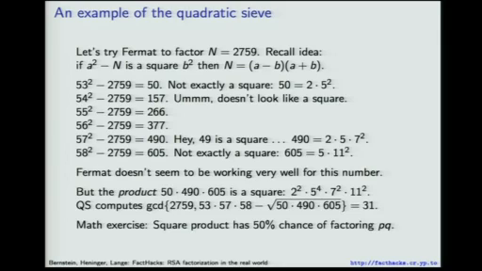Here's what the quadratic sieve does. From the same computation, you look at these numbers that were not exactly squares, 50 and 490 and 605, and you notice if you multiply them together, 50 was 2 times 5 squared, 490 is 2 times 5 times 7 squared, 605 is 5 times 11 squared, and then you multiply those together, you get 2 squared and 5 to the 4th and 7 squared and 11 squared, and that's exactly the square of something. The square of 2 to the first times 5 squared times 7 times 11.